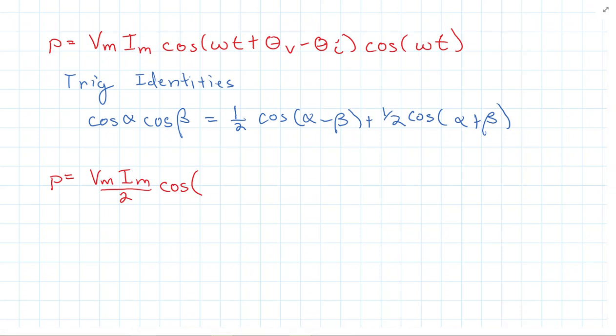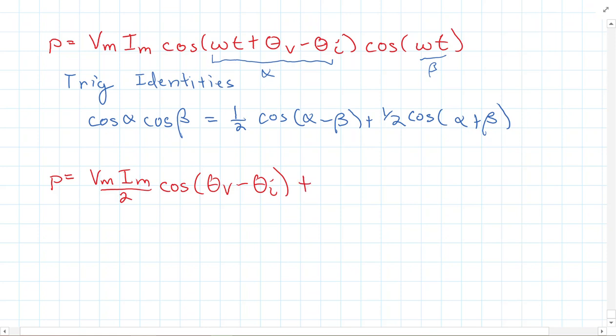Let me kind of go back up here and highlight something. This whole quantity is alpha, and this quantity is beta. So I'd have omega t minus omega t, so that would cancel out, and I would just have here on this first one theta v minus theta I. But then I'd have plus Vm Im over 2 cosine.